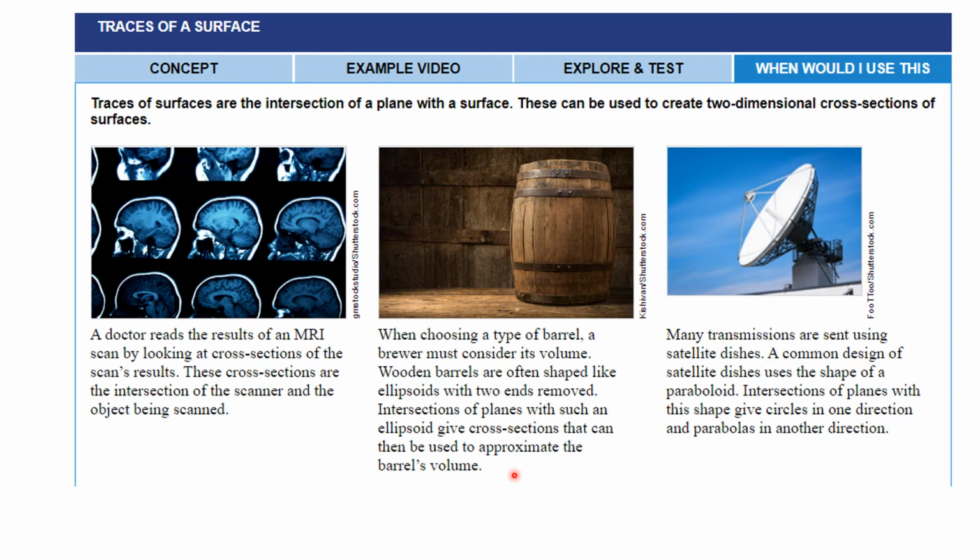When choosing a barrel, a brewer must consider its volume. Wooden barrels are often shaped like ellipsoids with two ends removed. Intersection of planes with such an ellipsoid give cross-sections that can be used to approximate the barrel's volume. And many transmissions are sent using satellite dishes. A common design of a satellite dish uses the shape of a paraboloid. Intersection of planes with this shape gives circles in one direction and parabolas in the other direction.